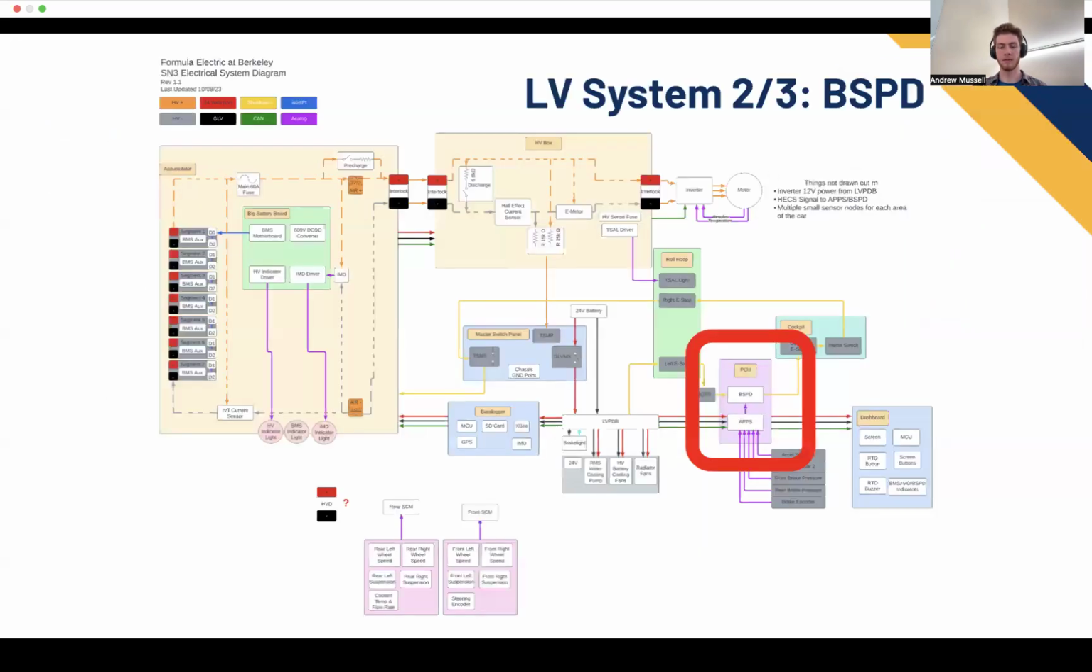All right then. The next one is the BSPD, or brake system plausibility device. This is very adjacently related to the APPS, so adjacently that it used to be two PCBs on top of each other with just wires running between the two. But this year for SN3, we're switching it so that you just have the APPS and the BSPD is a shield that goes onto that, because they require almost all the same signals. The BSPD is actually controlling the shutdown circuit, and it's completely analog so that nothing could go wrong in software.